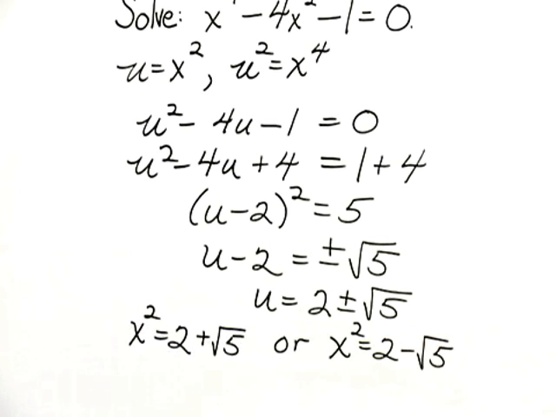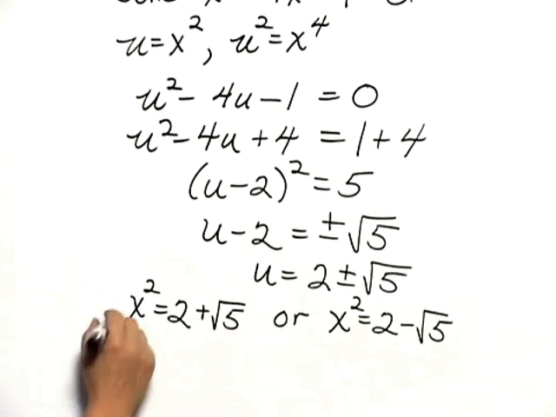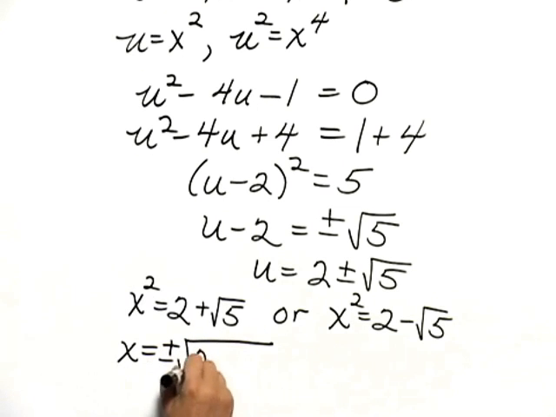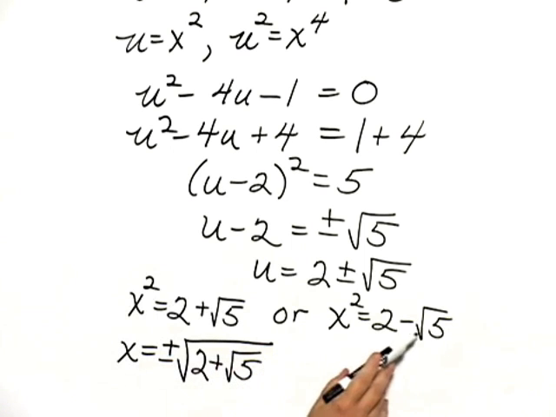Now we have to think carefully on one of these. Over here, 2 plus the square root of 5 will be a positive number. So if I use the principle of square roots, I would get x equals plus or minus the square root of 2 plus the square root of 5, and that's not a problem at all. Over here, however, the square root of 5 is actually greater than 2. So 2 minus the square root of 5 is a negative number.